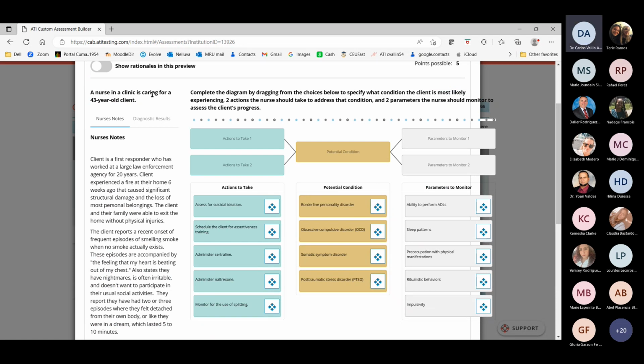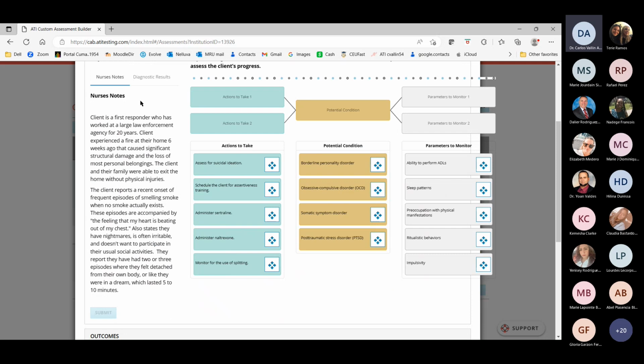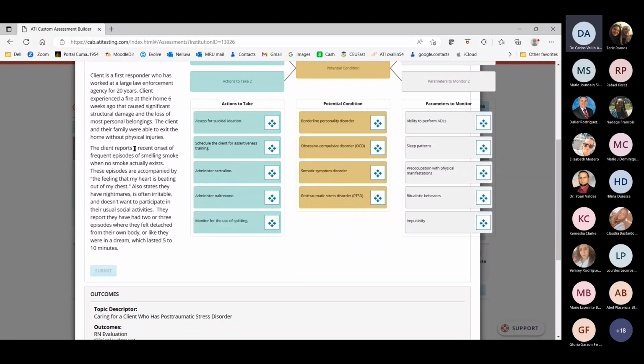Okay, a nurse in a clinic is caring for a 43-year-old client. Nurse note: client is a first responder who has worked at a large law enforcement agency for 20 years. Client experienced a fire at their home 6 weeks ago that caused significant structural damage and the loss of most personal belongings. How horrible. The client and their family were able to exit the home without physical injuries 6 weeks ago. The client reports recent onset of frequent episodes of smelling smoke when no smoke actually exists.